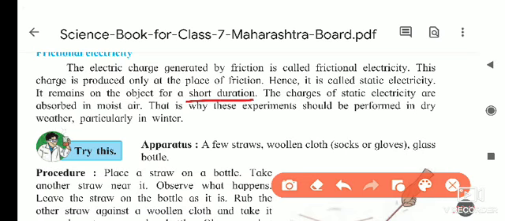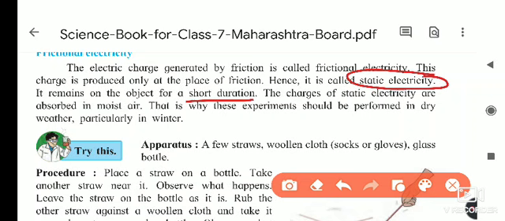Means after some time, if you use the same scale without rubbing and take it near the paper pieces, the paper pieces are not attracted. Why? Because static electricity is developed on that scale when you rub it against your hair, and only at that time it attracts. But after some time, the static electricity vanishes from it, and the paper pieces are not attracted towards it.